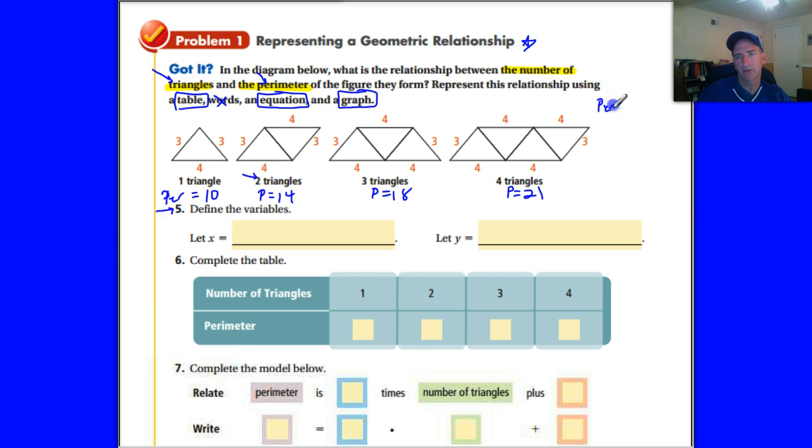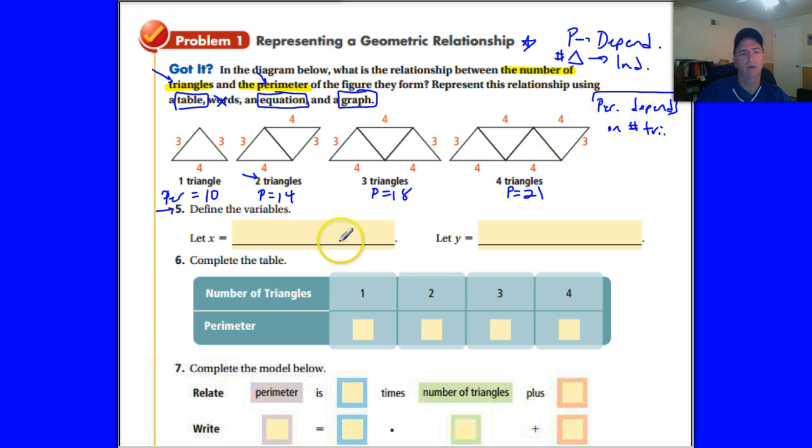Okay, so the perimeter depends on the number of triangles. I'll just say that. Perimeter depends on number of triangles. See the phrasing right here? Perimeter depends on. So the perimeter is the dependent variable. The perimeter is dependent. So the number of triangles is independent, because they're just adding triangles.